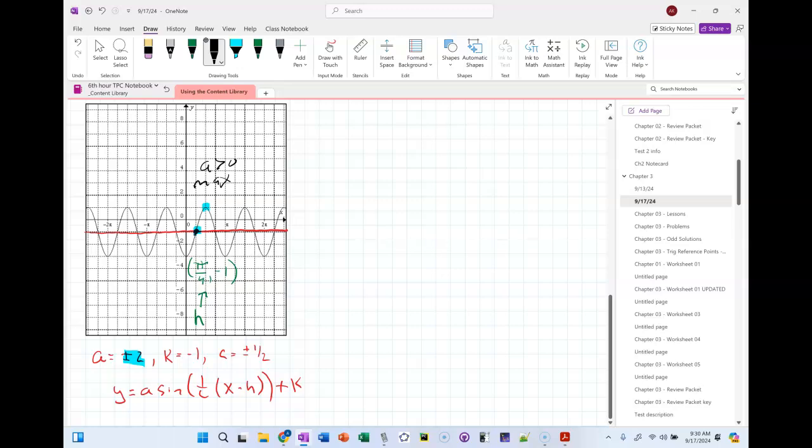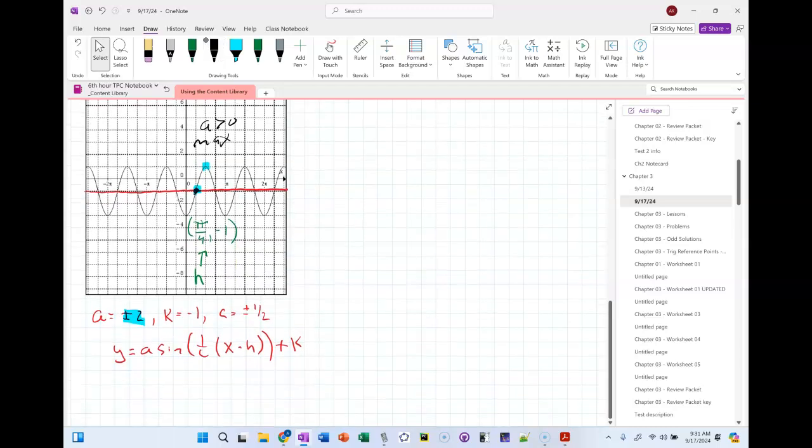If the next extrema was a minimum, we would say the a is negative, right? So we've already chosen to write a sine function. We picked the midline point, and the extrema after that is going to tell us whether the a is positive or negative. Okay? So now we have everything we need.